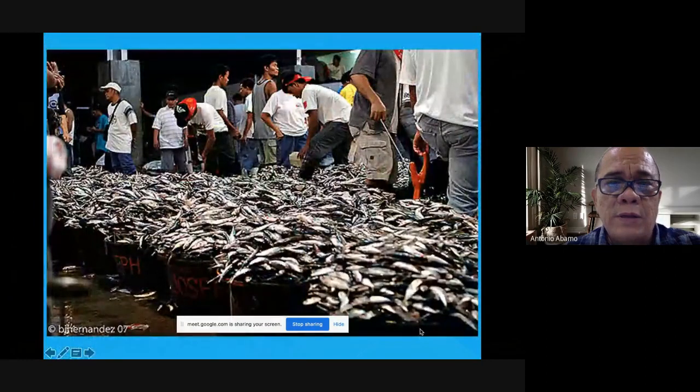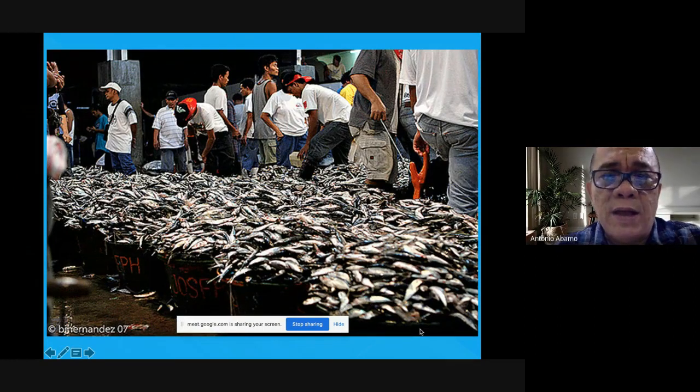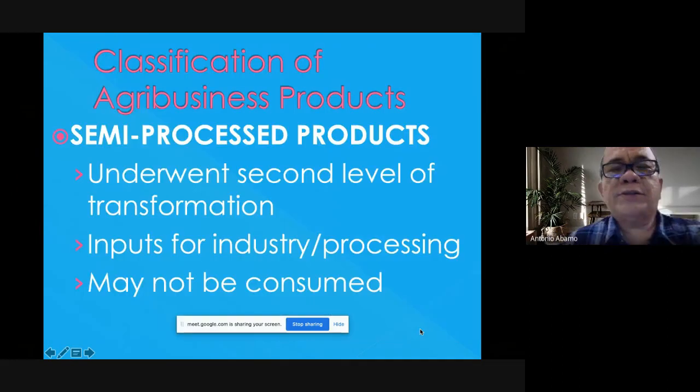For fishery or animal products, you can see that it is very raw. It is not refrigerated yet. It's just freshly caught and then shipped immediately, put in a basket or whatever container you have, and sold directly to the market. Those are fresh agricultural or agribusiness products.